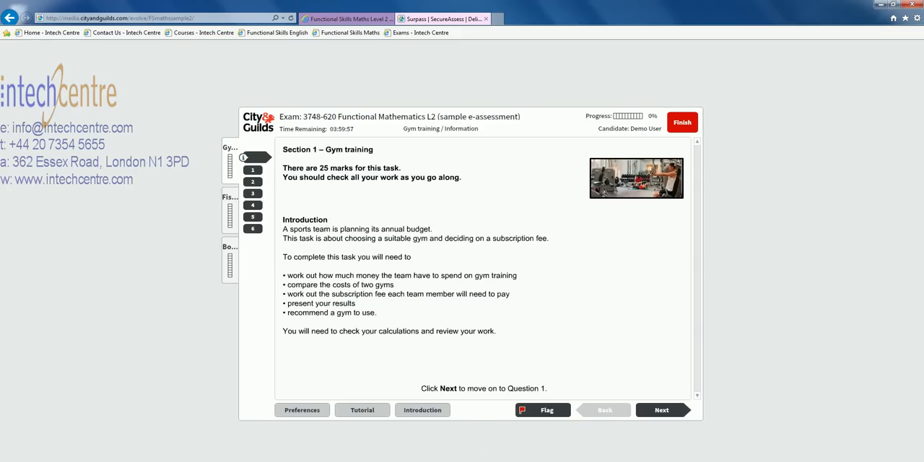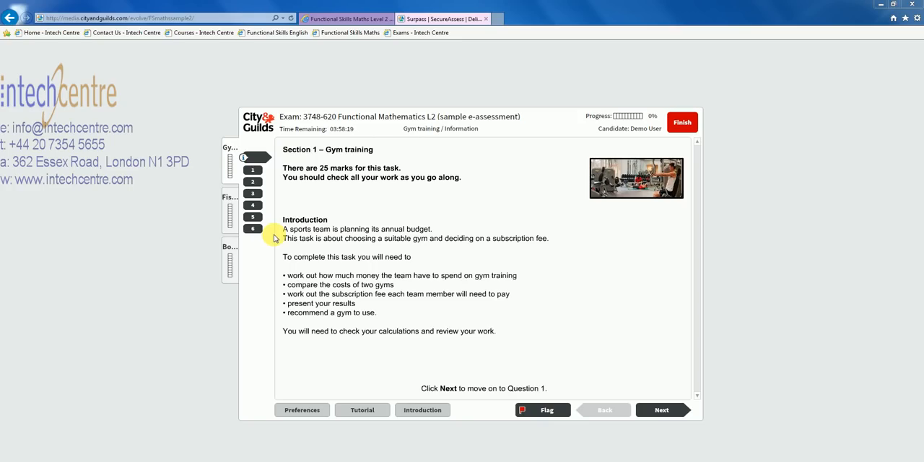So when you start the exam, section 1 will begin. As you can see, the time remaining here, this is just a demo, so this will be your actual 2 hours in your exam. Your progress bar shows your progress, and so we're just going to go through the questions now. So this is section 1, gym training. There are 25 marks for this task. You should check all your work as you go along. Introduction. A sports team is planning its annual budget. This task is about choosing a suitable gym and deciding on a subscription fee.